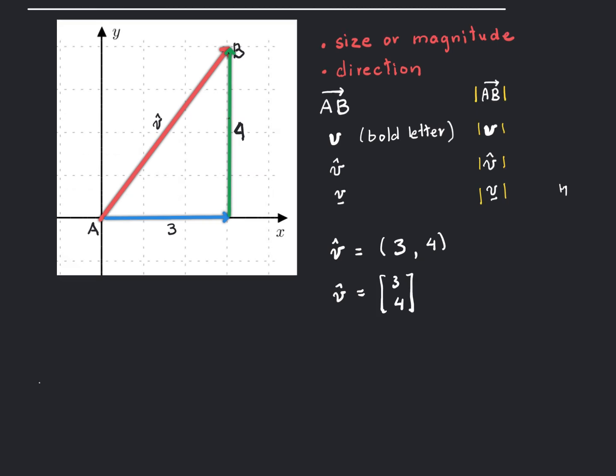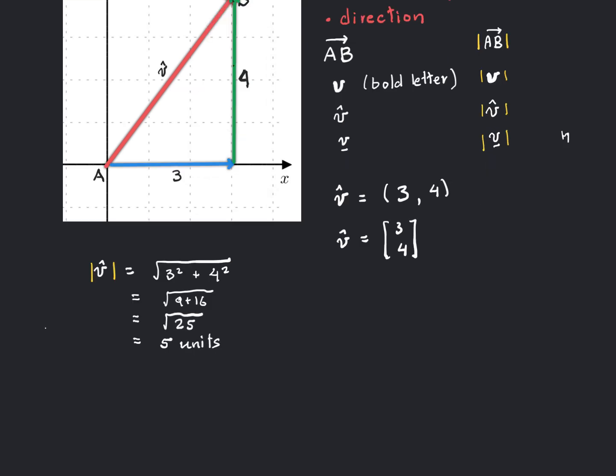Or the magnitude of this vector can be calculated, and remember we need to put the modulus lines next to it, by Pythagoras' theorem, because it is represented by the red arrow. So it'll be just the root of 9 plus 16. This will be 5 units long.